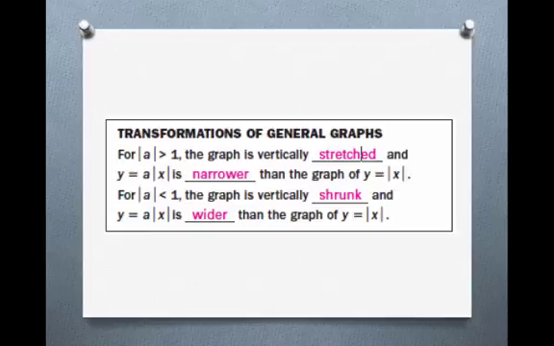Transformations of general graphs. For absolute value of a greater than 1, the graph is vertically stretched, and y equals a times absolute value of x is narrower than the graph of y equals absolute value of x. For absolute value of a less than 1, so things like 1/3 or negative 2/5, the graph is vertically shrunk and y equals a times absolute value of x is wider than the graph of y equals absolute value of x.